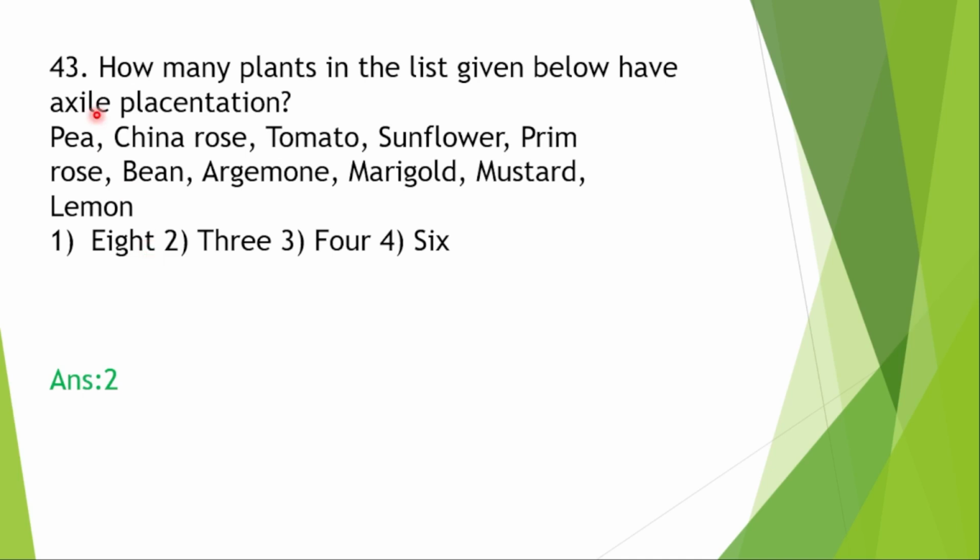Whereas pea and beans are marginal. If we talk about sunflower and marigold, they are basal. Primrose is free central, whereas argemone and mustard are parietal.